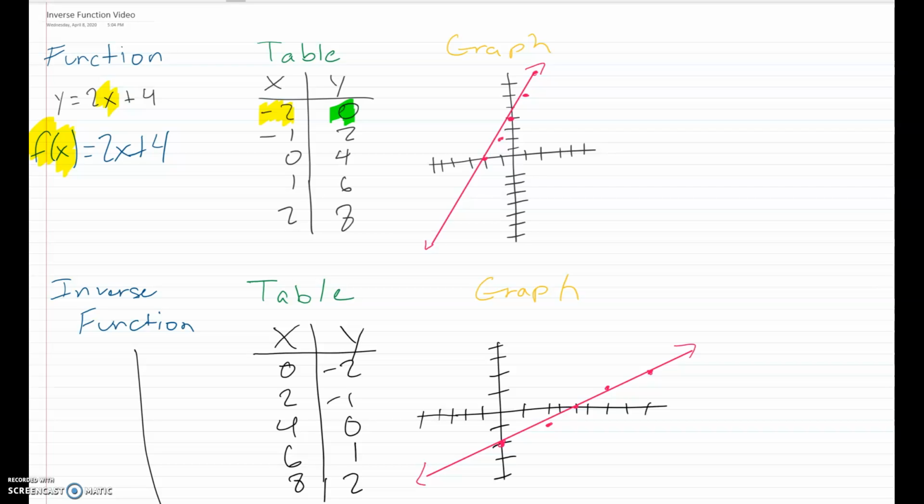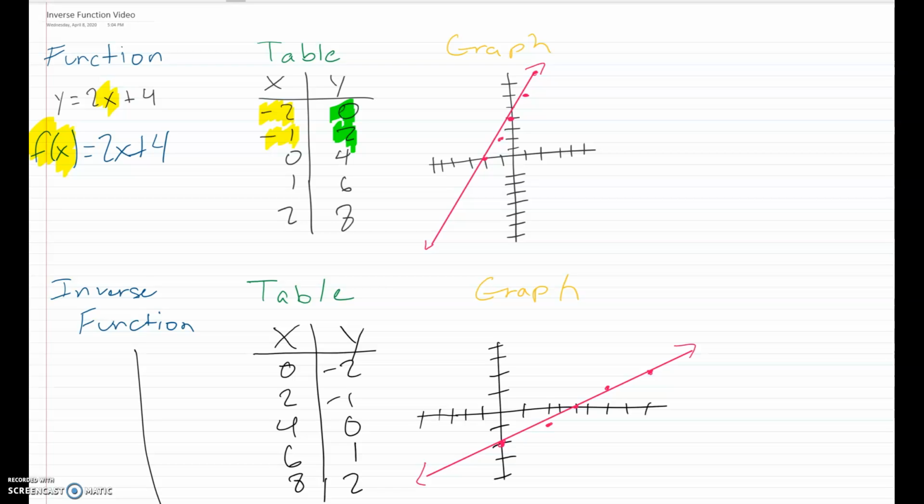Okay, maybe let's try out -1. Oops, trying to be a color coding kind of guy. If I substitute in -1 for x, that's 2 times -1, which is -2. -2 plus 4 is 2. We've done this before, right? This is something that you've probably done for a while. So this is nothing too unfamiliar.